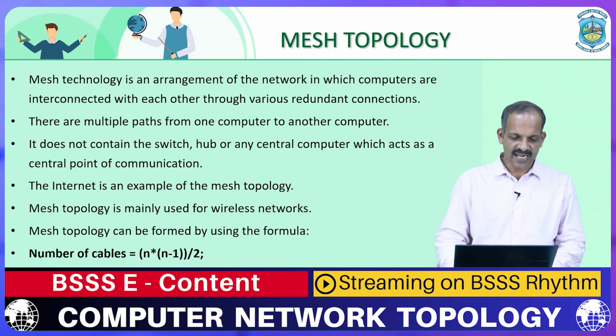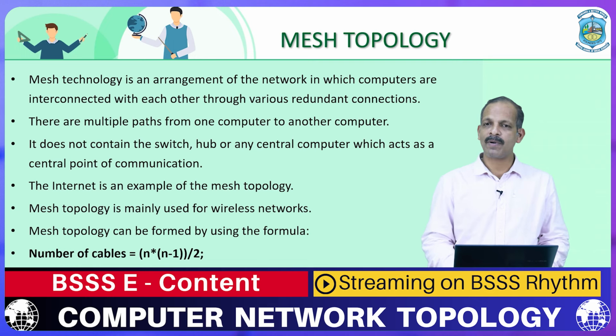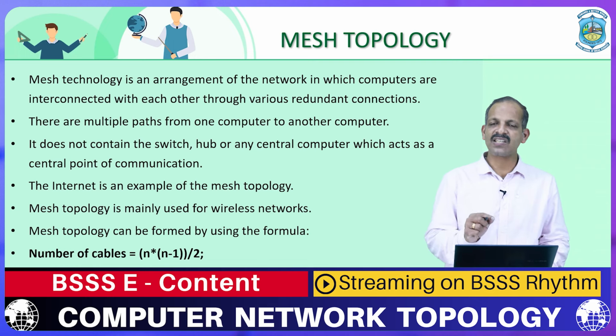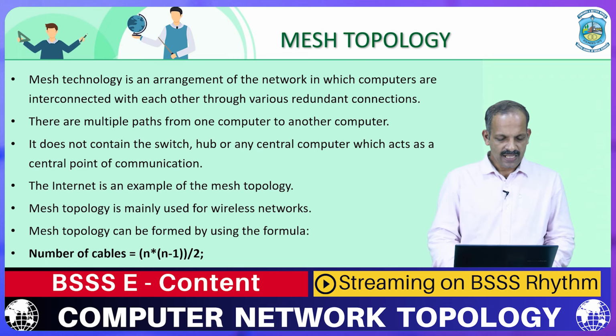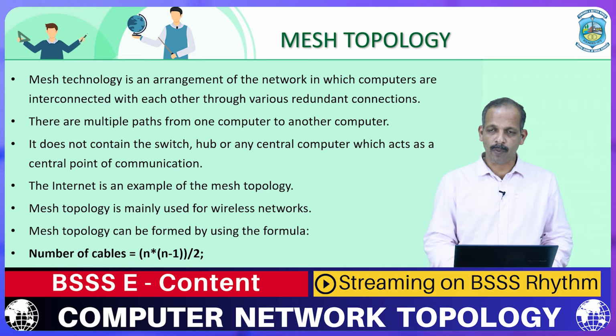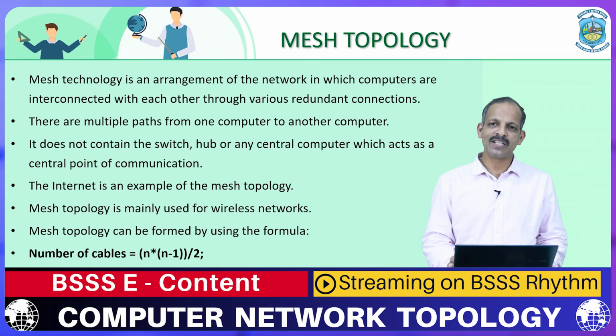In this, there will be multiple systems. Each system will connect with all other systems available in that network. That type of arrangement structure is called mesh topology. The internet is an example of mesh topology. At the same time, we can mainly implement this mesh topology in wireless networks. In that there is no requirement for cabling and all that, so it is very easy to implement.